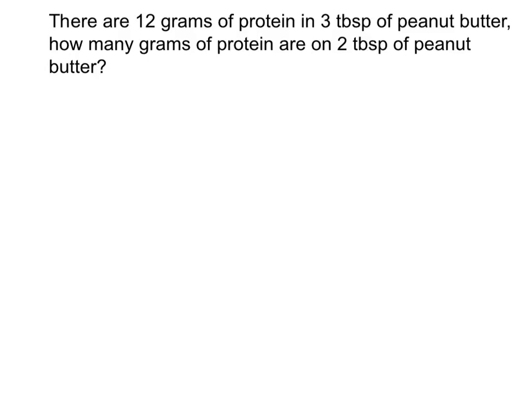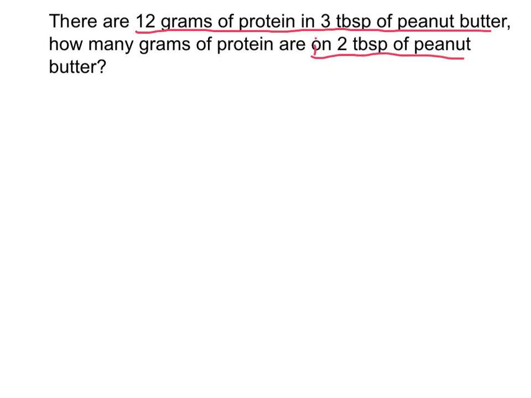Alright, let's try out a word problem. This is where it gets a little tricky, because you have to build the proportion to then solve the proportion to find the answer to the question. There are 12 grams of protein in 3 tablespoons of peanut butter. How many grams of protein are in 2 tablespoons of peanut butter?